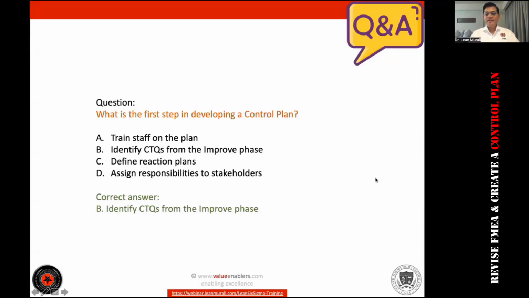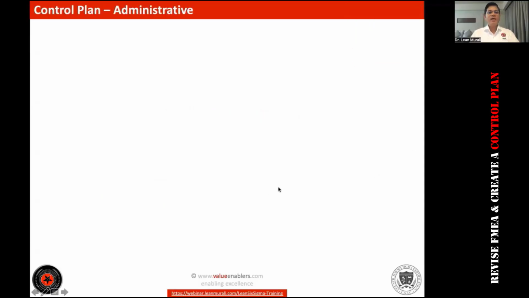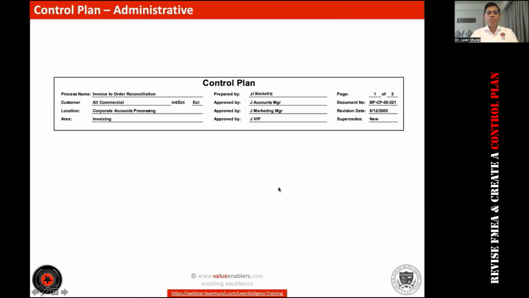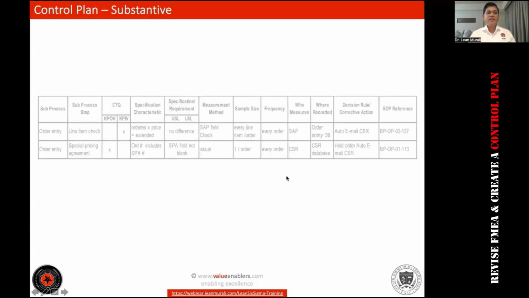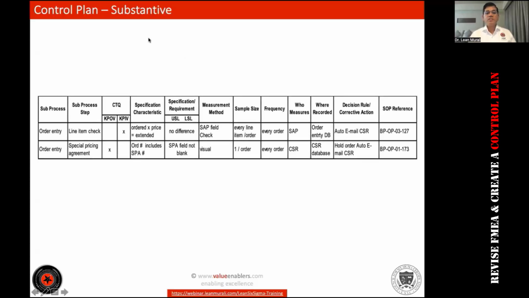All right, fantastic. Okay, now the control plan has got different components. I'm going to give you a template of this, and I'm not going to explain each and every component of this. Okay, the first is called the administrative part of this template. The administrative part has got process name, customer, location, area, prepared by, approved by, and things like that. I'm not going to explain all this. Process name, customer, location, area, prepared by, all that has to be written here. This is the administrative side. Okay, another component is called substantive.